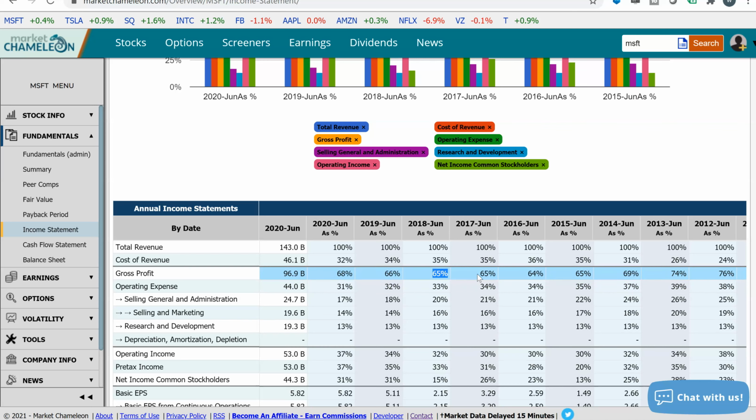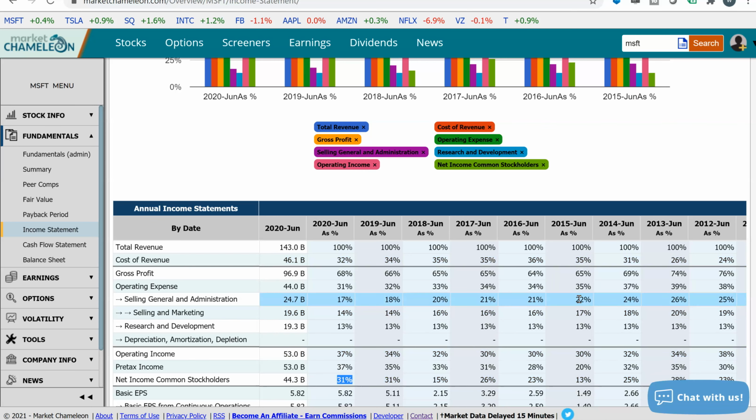And then we could go back in time to see if that number has been stable, if it's jumping around, is it improving, or is it getting worse? And again, we could do that with any of these other numbers, such as operating income and net income to shareholders. So that's really quickly one type of percentage statement.